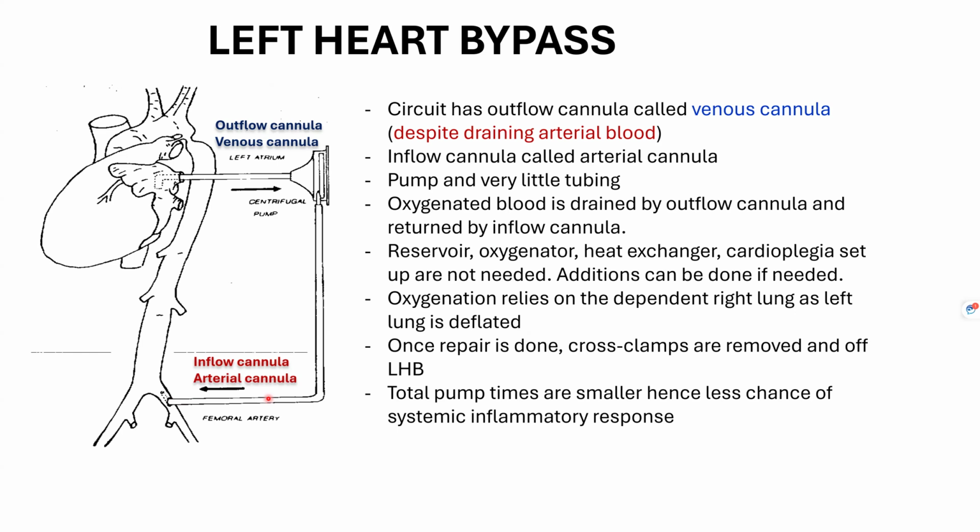So only a portion of your whole ejection fraction is being drained with this outflow cannula. So when your heart is beating normally, it will be ejecting and it will be perfusing your head, neck, and upper limb vessels. So you only want a part of it going down.